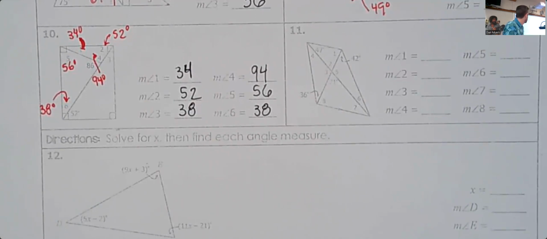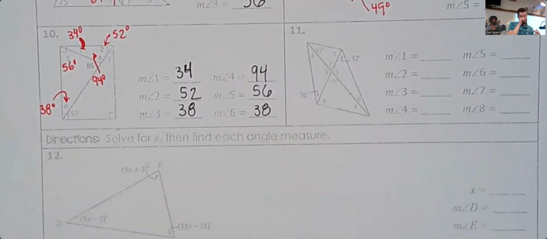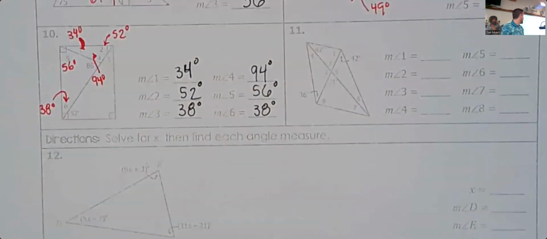I want you to try number 11 on your own. Yes, you can put the degree symbol. I'm not going to be too picky about whether or not you put that, but actually, I would recommend doing that. I haven't been, but I would certainly recommend it because we are talking about degrees. So feel free to do that. Try number 11 on your own. Take a couple minutes on that.